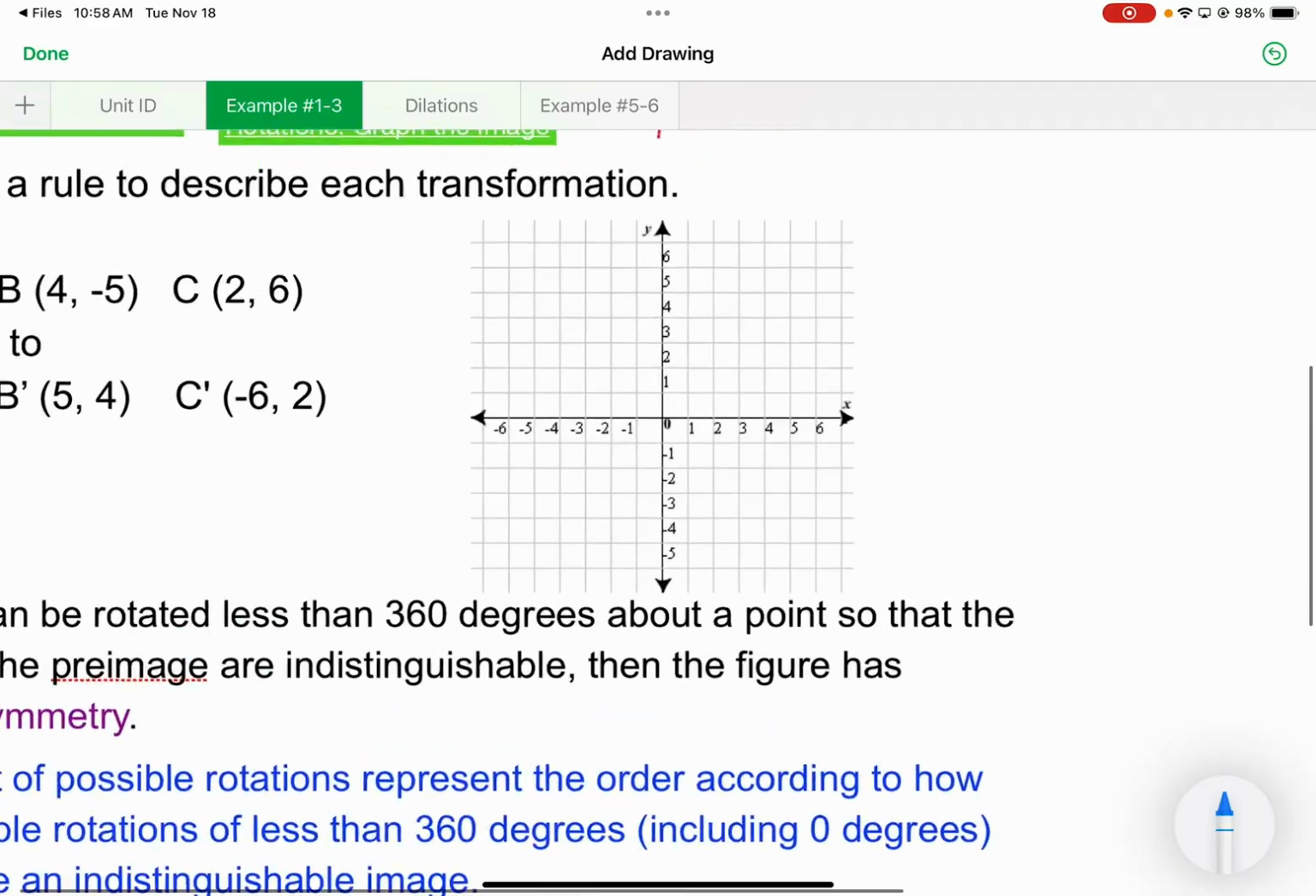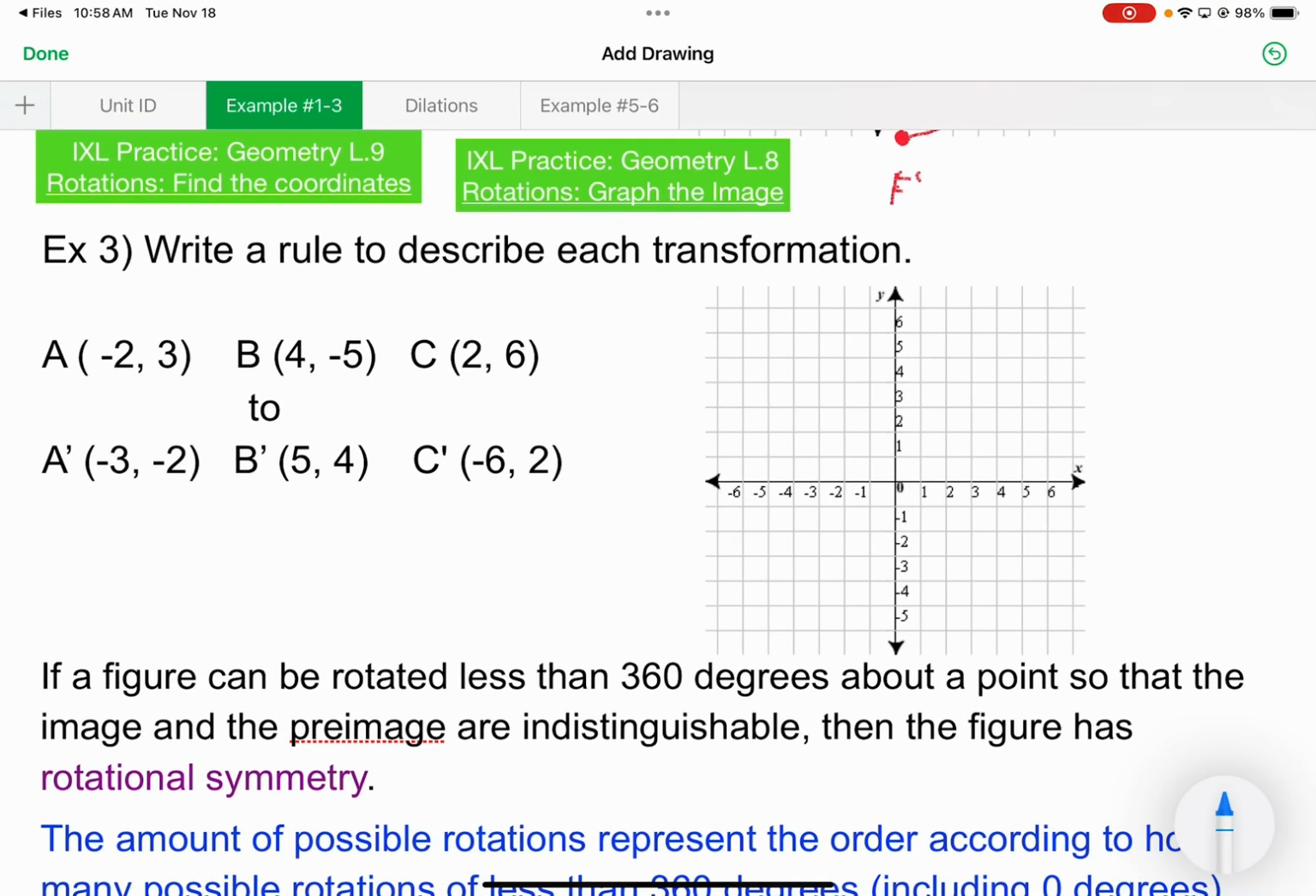All right. Now, with this next one, we've got a set of points, and then its image as well too. So we got a pre-image and an image. We want to write a rule. So we want to figure out what rotation we are doing. Is it clockwise, counterclockwise, and then what degree is it? Really you could have two answers for this one.